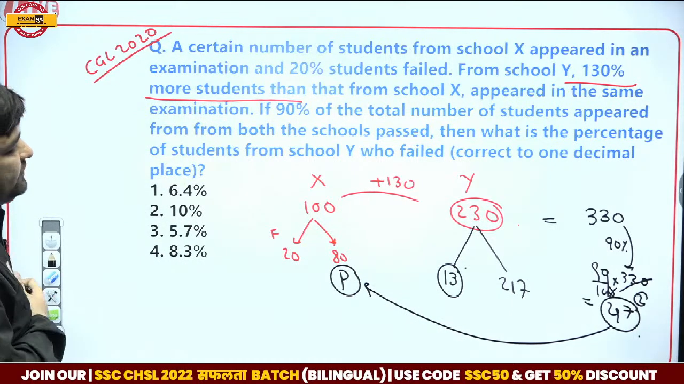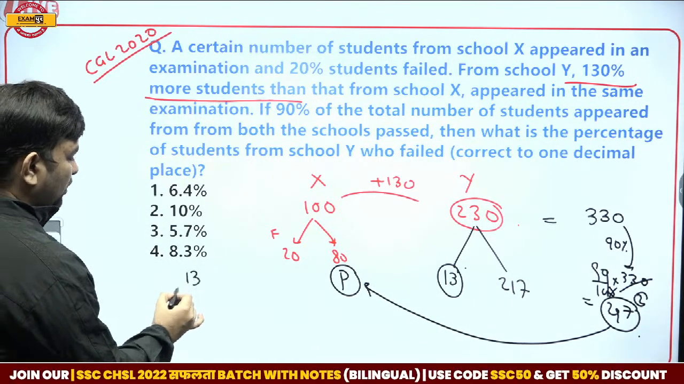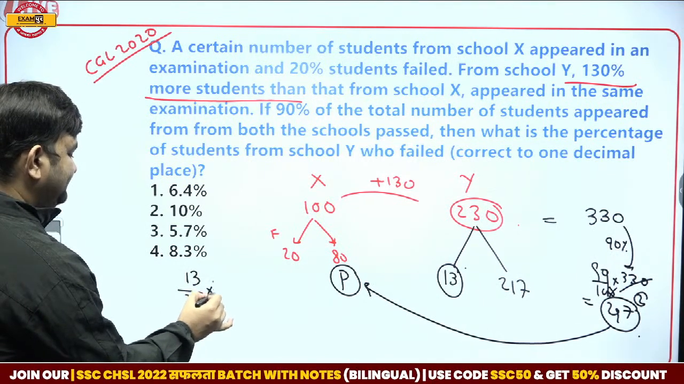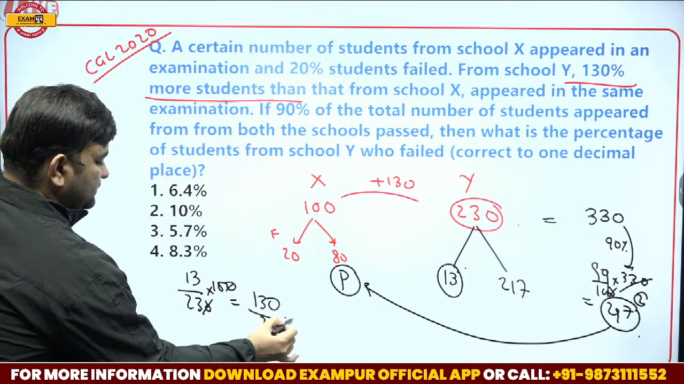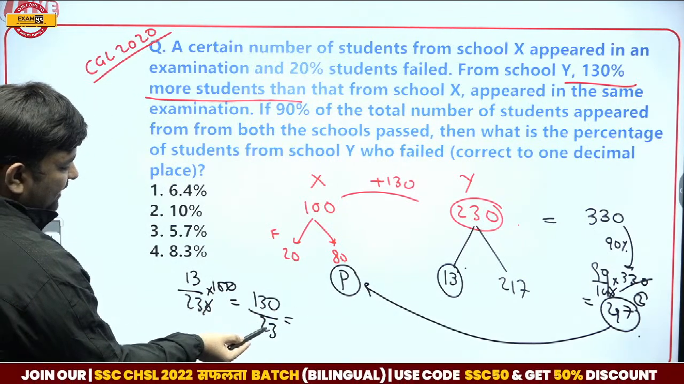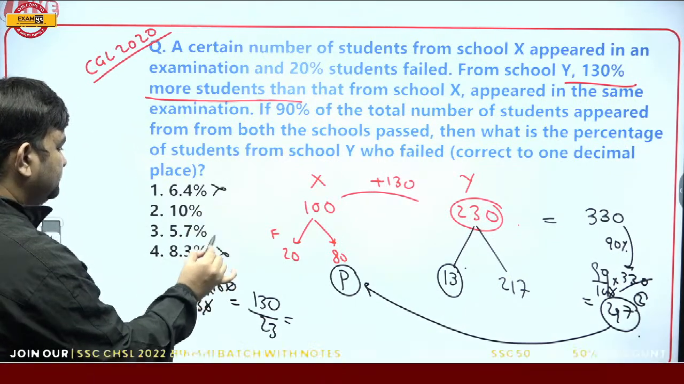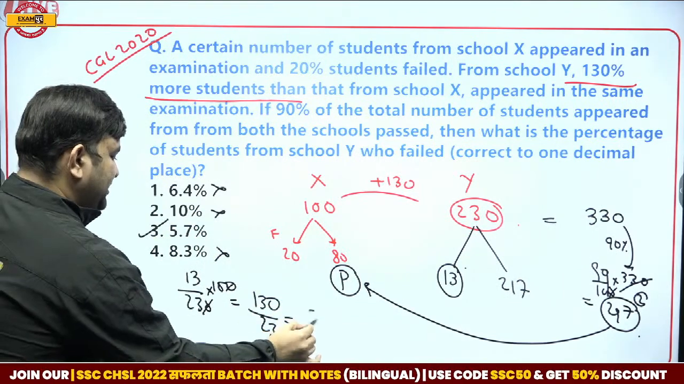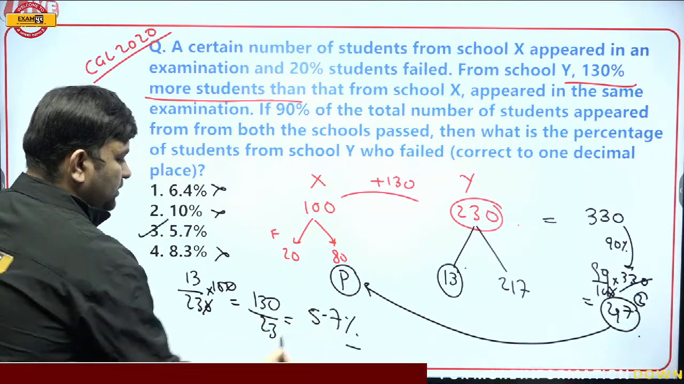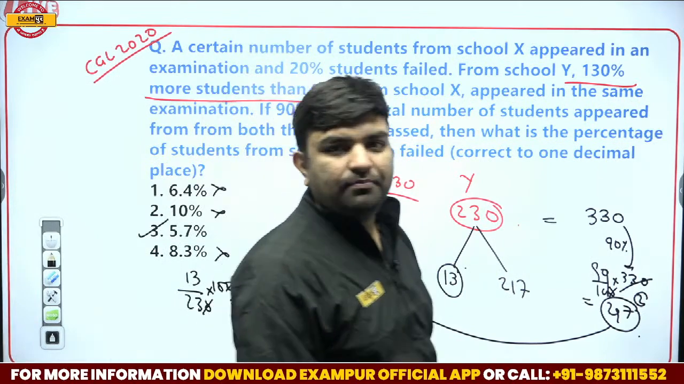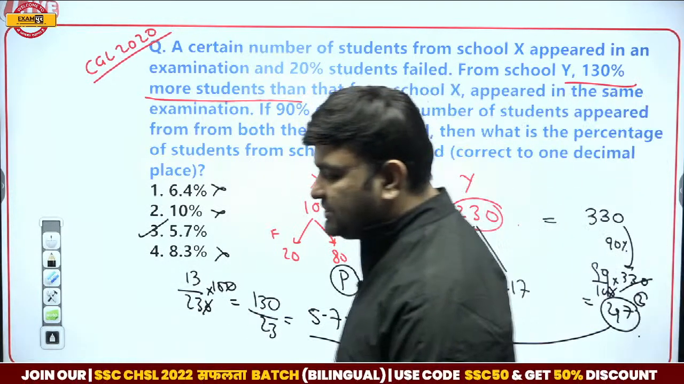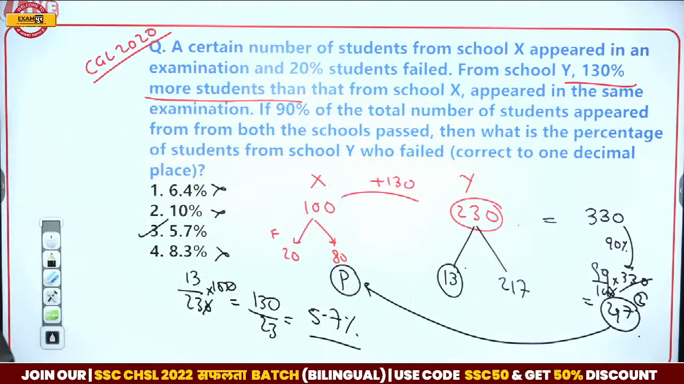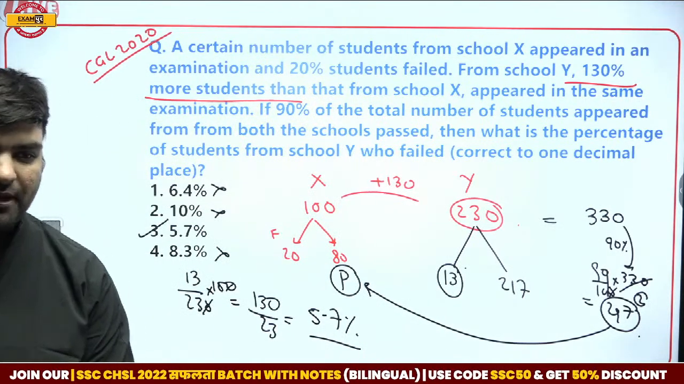What is the percentage of students from school Y who failed? 13 failed over 230 into 100, which is 130 by 23. That is more than 5 times, less than 6 times. Please do see. If there are any doubts, guys, come back to me.